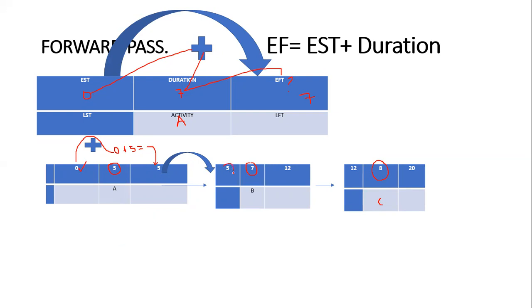So we put a 5 again. Then we continue with the sequence. We are going to add a 7 to this one. Then what do we get as our EFT, our earliest finishing time? 5 plus 7. What do we get? We get this 12. And this is the earliest finishing time of activity B. So by day 12, activity B will be done.